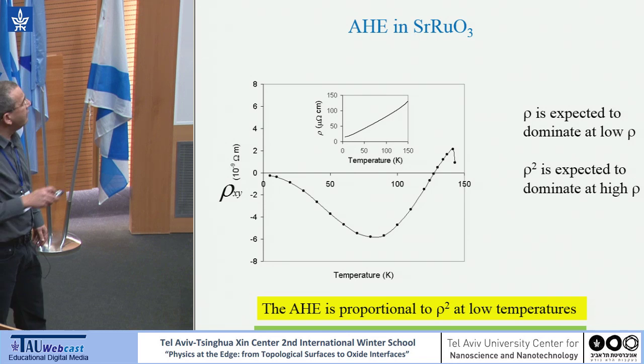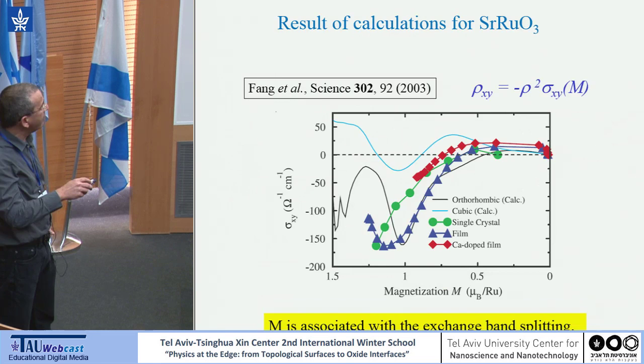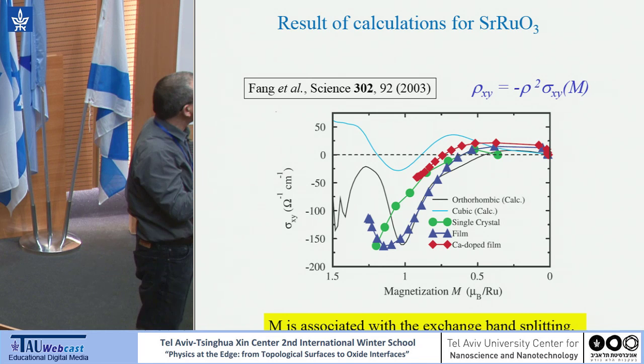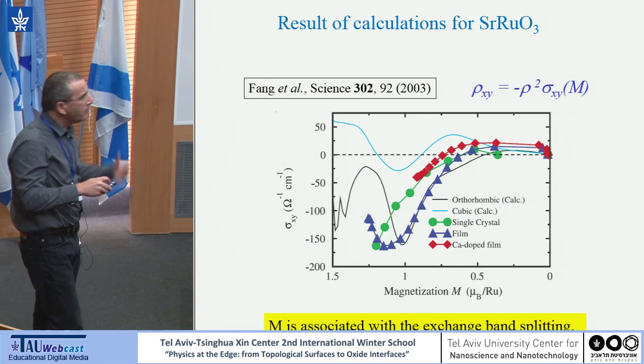So this was the main feature. For this reason, the group that studied the anomalous Hall effect in strontium ruthenate thought that a magnetic monopole is responsible for this behavior. These were the features that they tried to explain using this band structure.